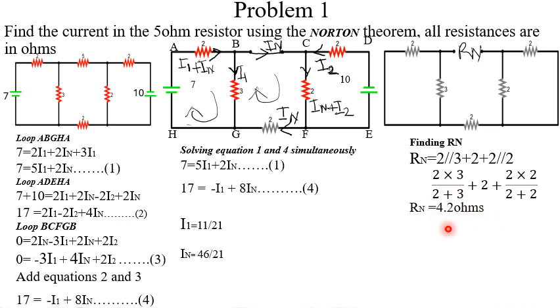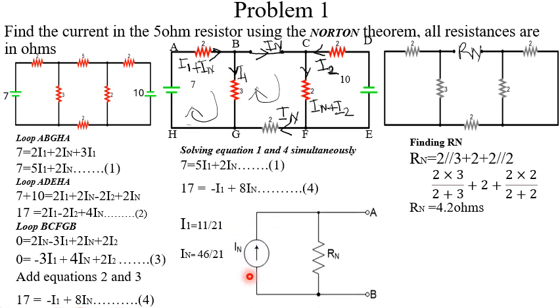After getting my RN and my IN, I now draw my Norton's equivalent circuit. Drawing my Norton's equivalent circuit, this is what I get. They said I should now put the resistor I removed back. The resistor I removed was 5 ohms. So I now have my IN here. So how do we calculate our I? We know our RN is 4.2 and IN is 46 over 21.